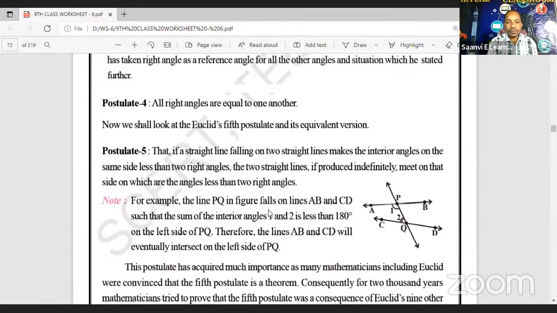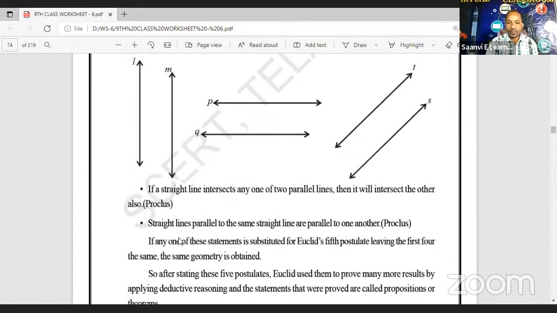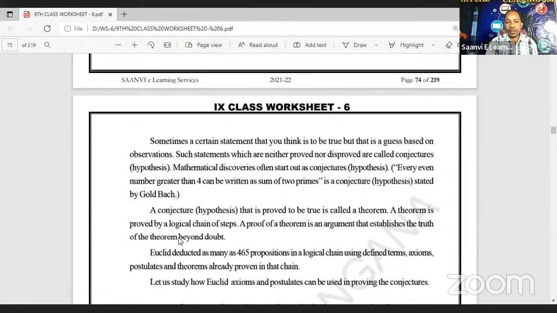Here see, the line PQ in the figure falls on lines AB and CD such that the sum of the interior angles 1 and 2 is less than 180 degrees on the left side of PQ. So the lines AB and CD will eventually intersect on the left side of PQ. Okay, so this is postulate 5, children. So he has given 5 postulates.